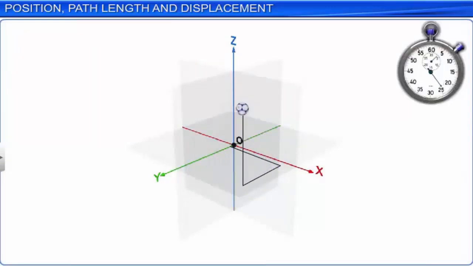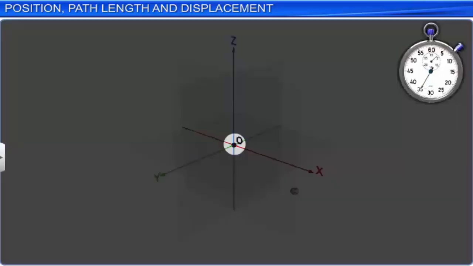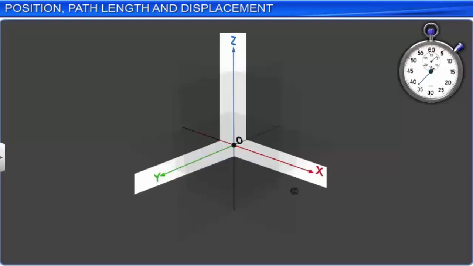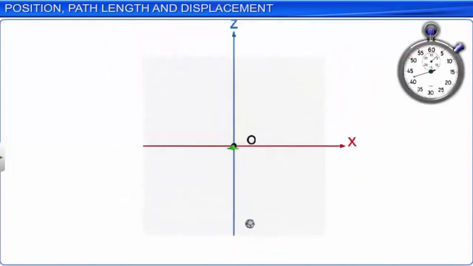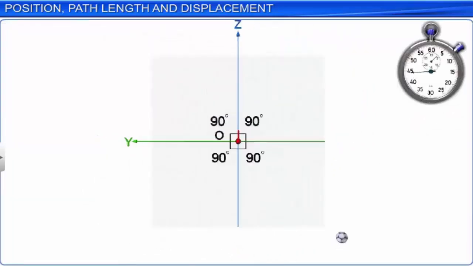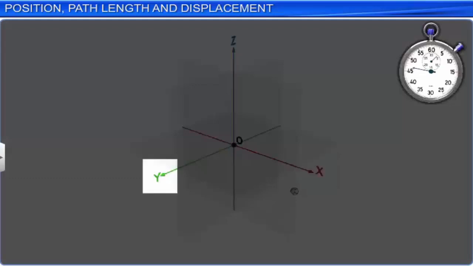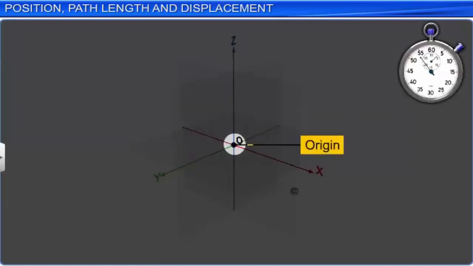The path length and displacement of a body depend on how its position changes with time. To specify the position of a body, we use a reference point with respect to a set of axes. The set of axes consists of three mutually perpendicular lines labeled as the x, y, and z axes. The point of intersection of these three axes is called the origin. The origin is used as the reference point for the body.